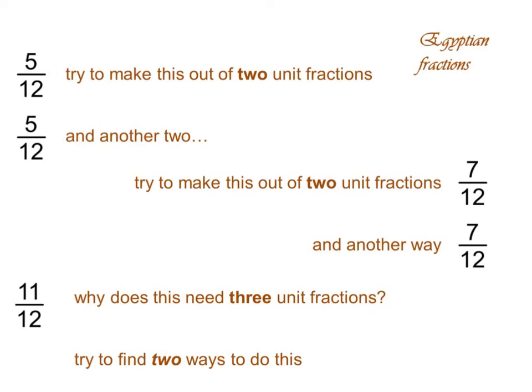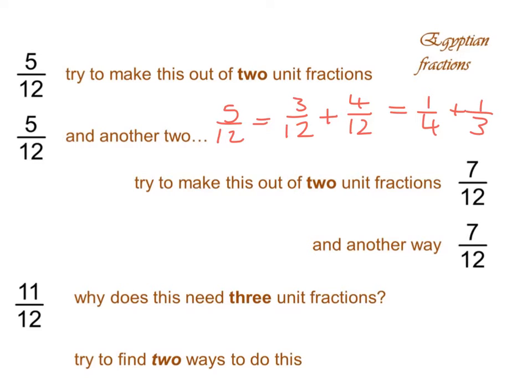Right, welcome back. I hope you've done some of these. Let's see. So 5/12 we did a minute ago, but there is another way to do it. So 5/12 is also 2 numbers that go into 12 that will cancel down. Well, I know 3 goes into 12 and 4 goes into 12. So if I cancel those down, that's 1/4 plus 1/3.